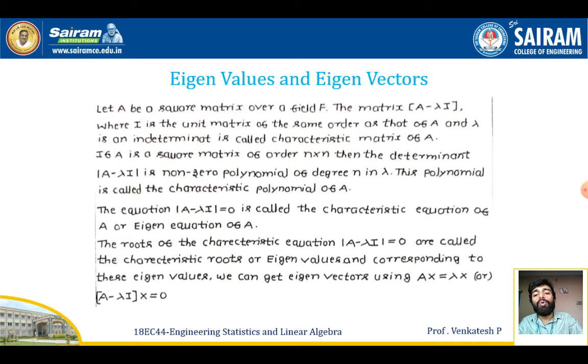So now the roots of this characteristic equation will be called the eigenvalues, or the characteristic roots, of the given matrix A. And we can find the eigenvectors corresponding to these eigenvalues from the equation Ax is equal to lambda x, where x is a column matrix. Or we can use the formula (A minus lambda I) x is equal to 0. So these two can be useful in solving for the eigenvectors.